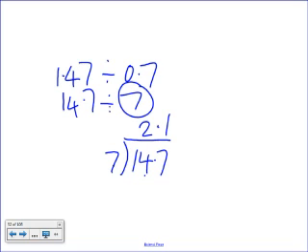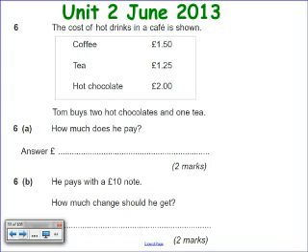Twice. Put your decimal point in, 7 into 7 once. Yeah, perfect. Okay, so you're just making the thing doing the dividing the whole number. That's the trick. Perfect.